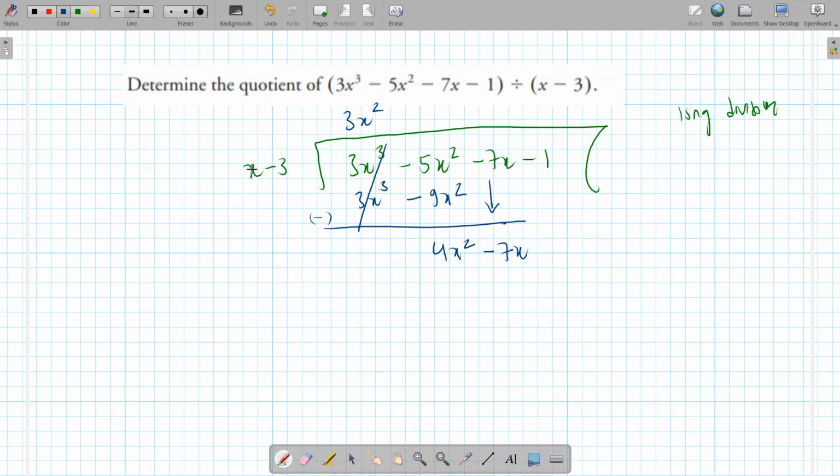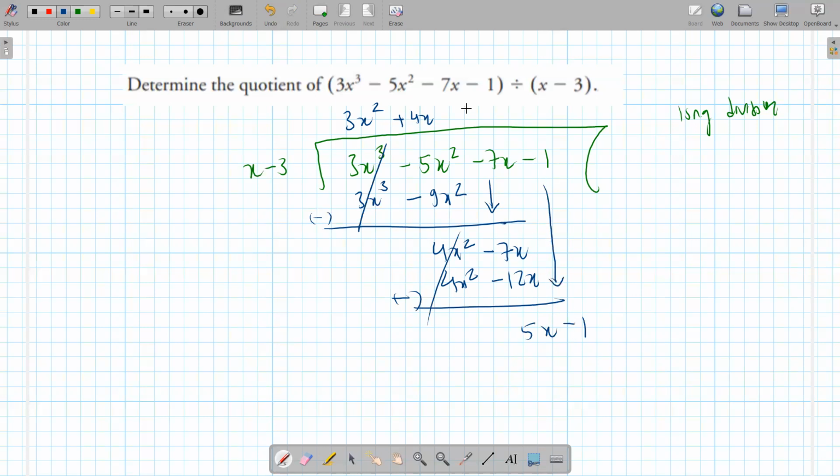What do we need to multiply x by so that we get 4x squared? 4x, yeah? Now we do the same thing. x times 4x is 4x squared. And minus 3 times 4x is minus 12x. And we subtract it, this cancels out. Negative 7x plus 12x is 5x. And once you cancel something, you can bring the other guy down.